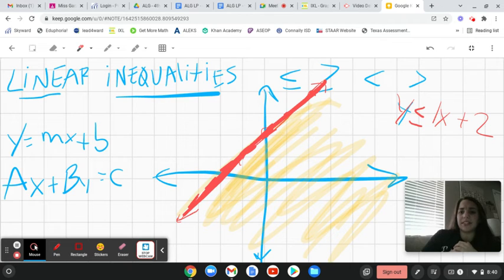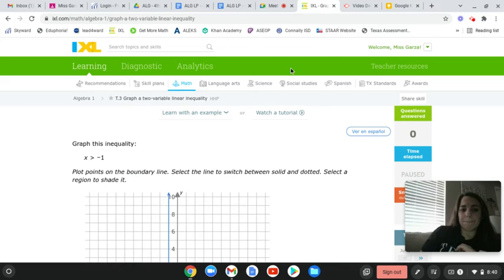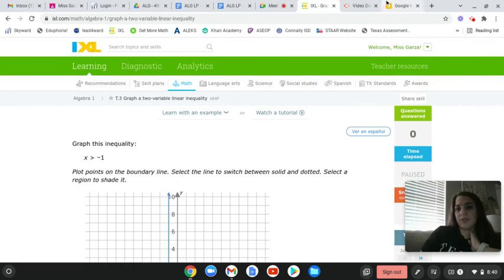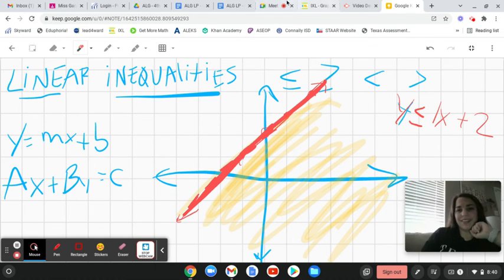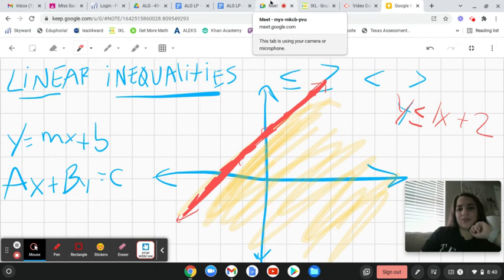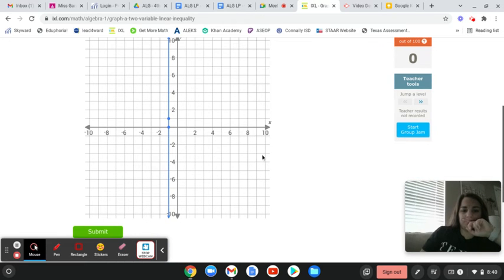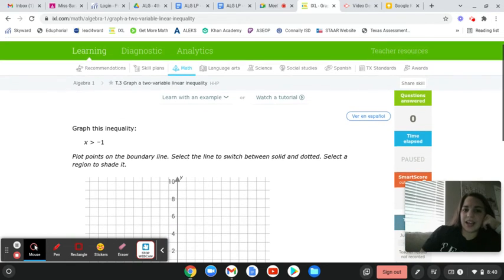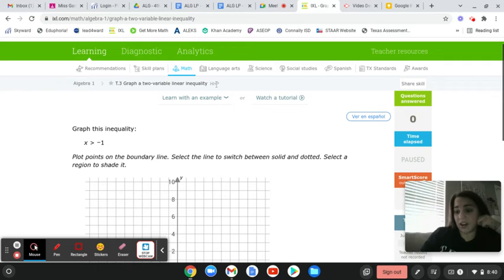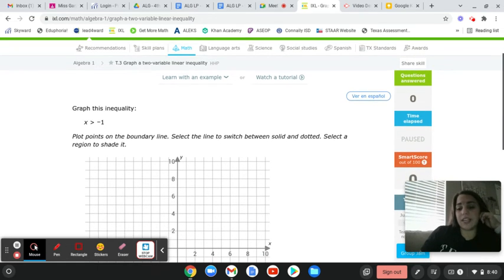So with that being said, let's look at some examples together in IXL, because this is what you're going to be working on today. So you took notes mentally, and then you are going to find a way to graph. So I did this one already on accident. But anyways, the IXL code is HHP. I'll make sure to say that later, HHP. It is graphing linear inequalities.